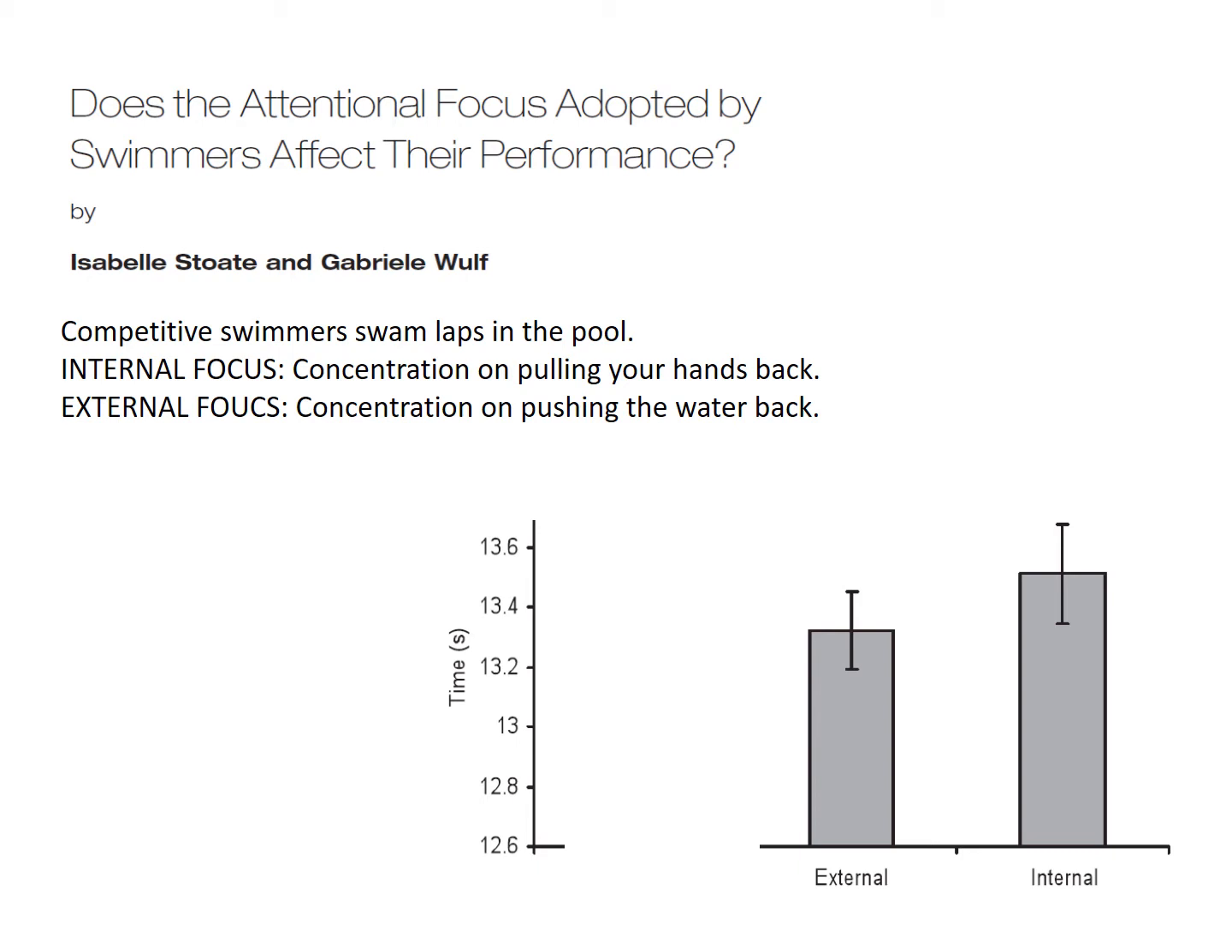And so here's the data. This is how fast people swam the laps. And you can see that people swam faster when they used the external focus cue, thinking about the water, than when they thought about their hands, the internal focus cue. So this was a second experiment that compared internal and external focus and found that external focus was better.